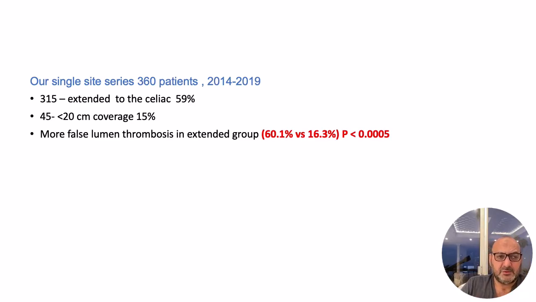I usually don't go to the celiac completely. I try, if I can find the inferior vena cava, and these lumbars just below the diaphragm, to keep these, because knocking them off increases the risk of paraplegia in my experience.